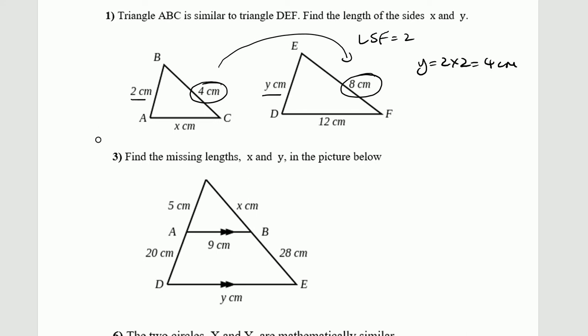To work out the x over here, that's corresponding to the 12 centimeters on the larger triangle, so I have to take that 12 and divide it by 2 to get 6 centimeters for x.